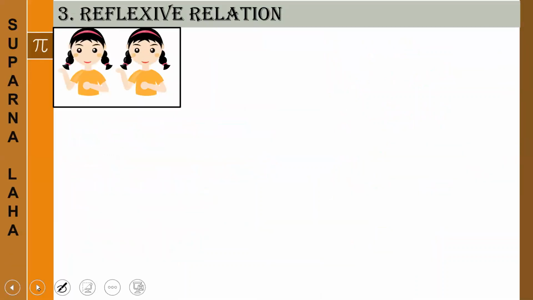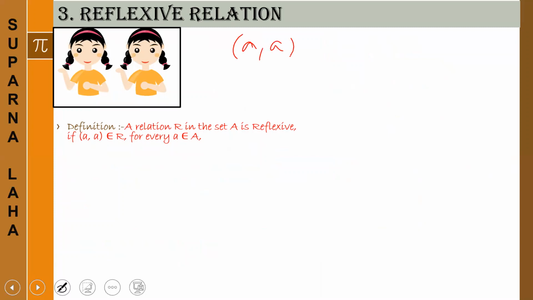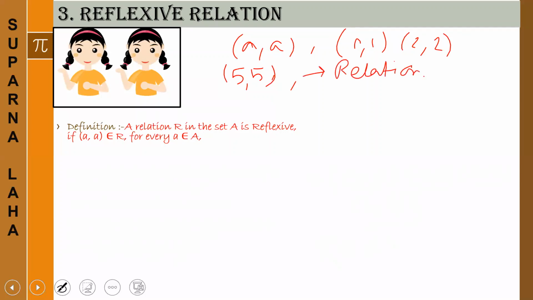Next is reflexive relation. What is a reflexive relation? If a relation R is in a set A, it's reflexive if this kind of element (a, a), or (1, 1), (2, 2), (5, 5), this kind of elements belong to this relation, for every a belongs to A. Why for every a belongs to A?